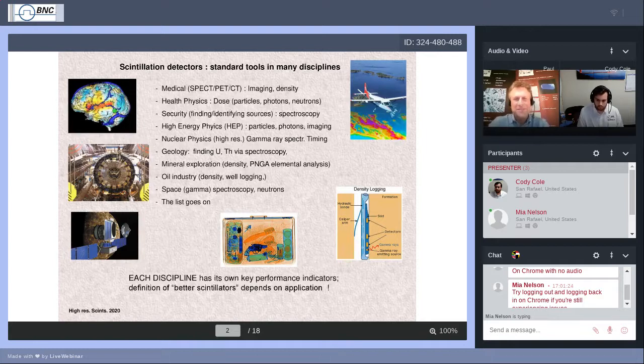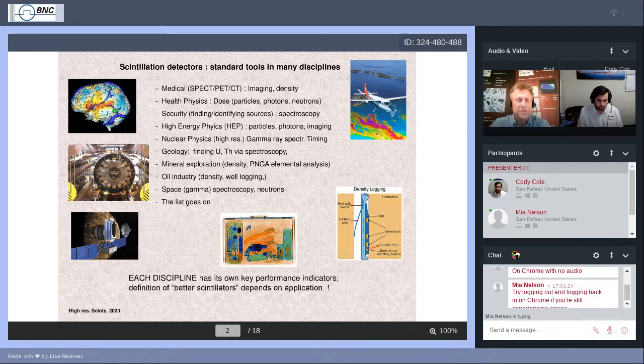Scintillation detectors are standard tools in many disciplines. Here is a list on this overview, by far not extensive. The applications range from medical, security, high energy, nuclear physics, geology, and many more. And we should keep in mind that the requirements in all these applications are totally different.